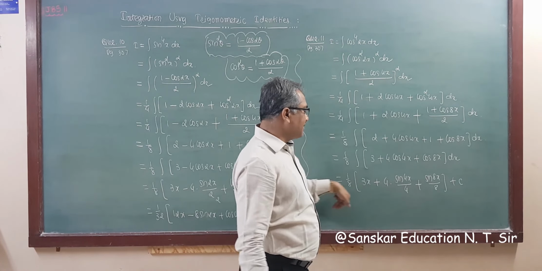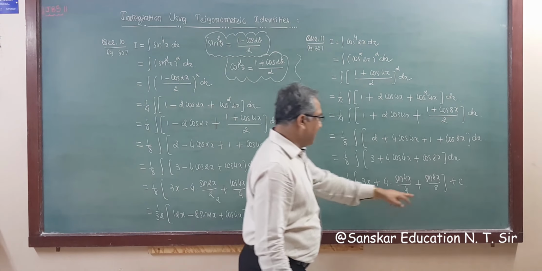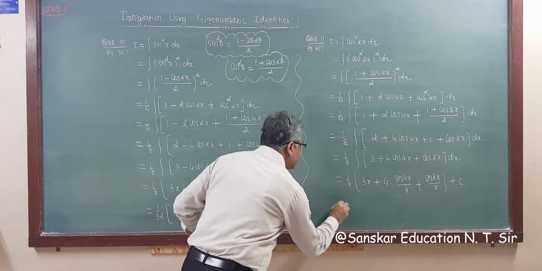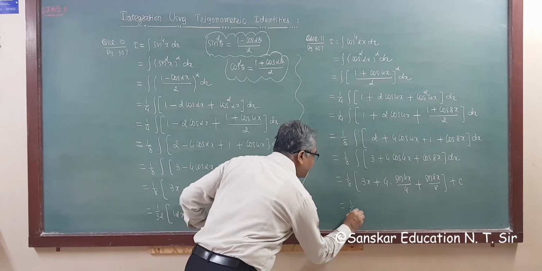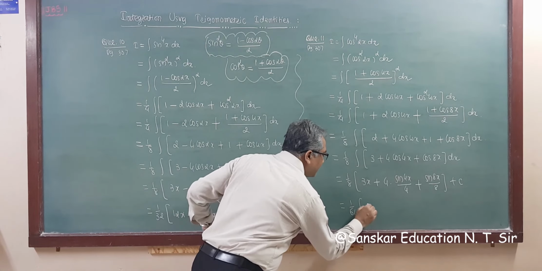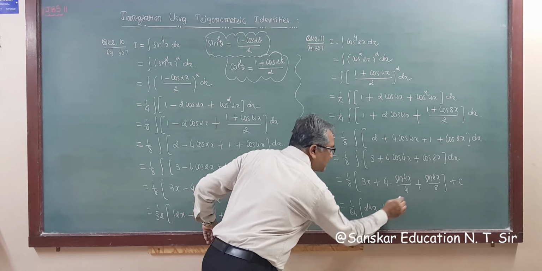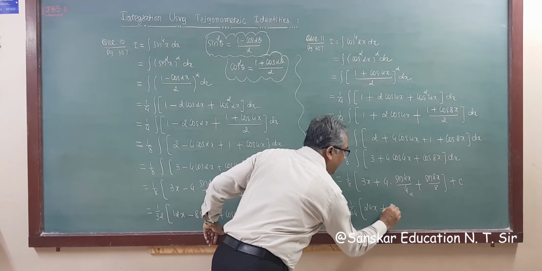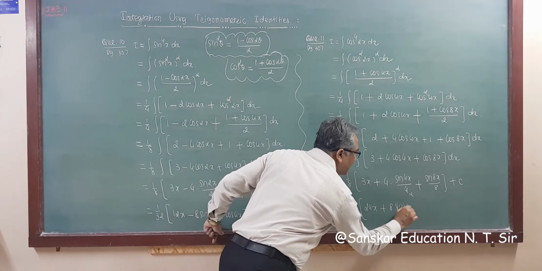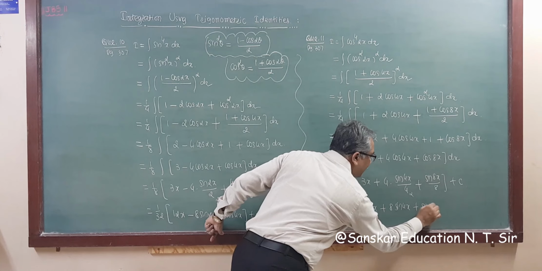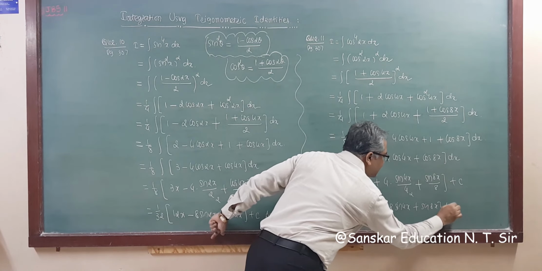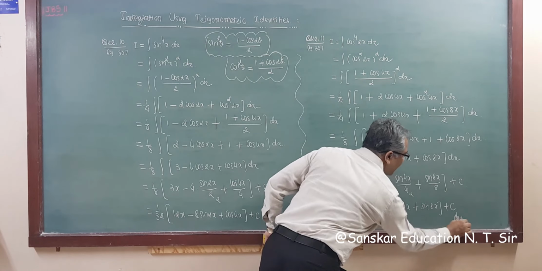So taking 8 as LCM, 8 into 8, 64. So 1 upon 64 multiplied by 8 here, 24x plus, multiplied by 2, 8 sin 4x plus sin 8x plus c. So this is your final answer.